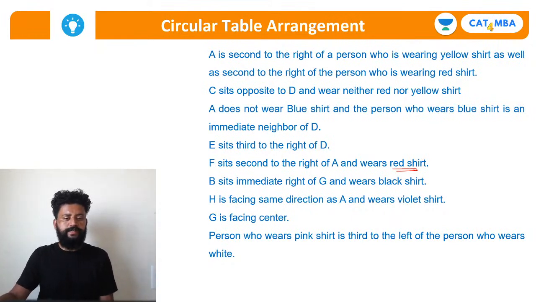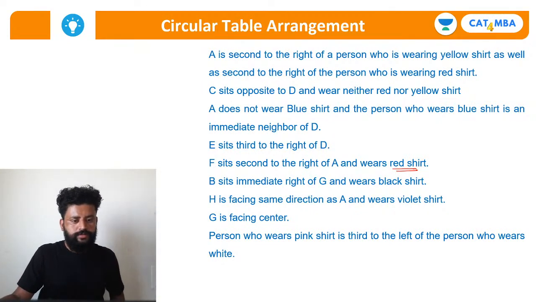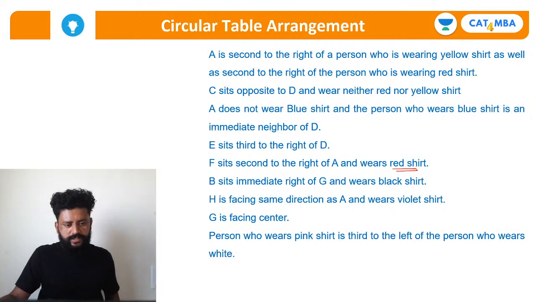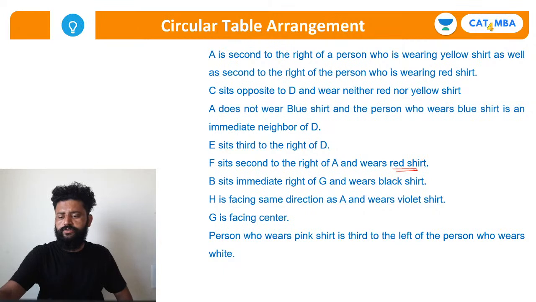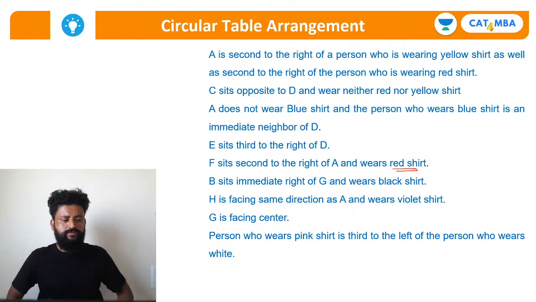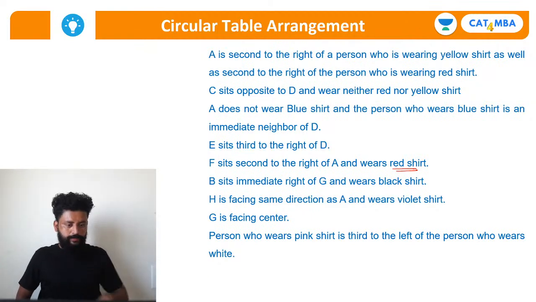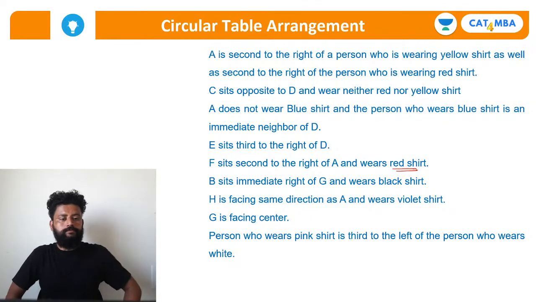E sits third to the right of D. Then H is facing the same direction as E and wears a violet shirt. Again, that's not the clue we should go for right now because we do not have sufficient information. We have not connected the sufficient clues, so we need to connect a couple of clues more so that we can go ahead.